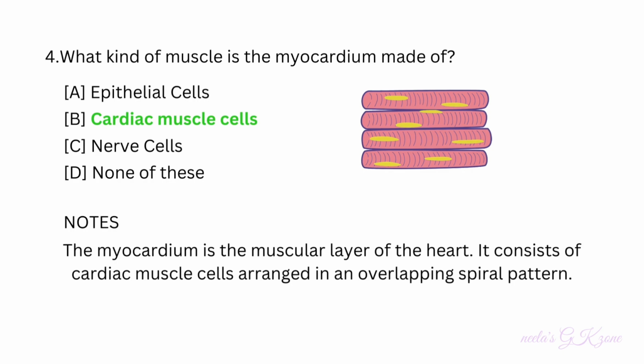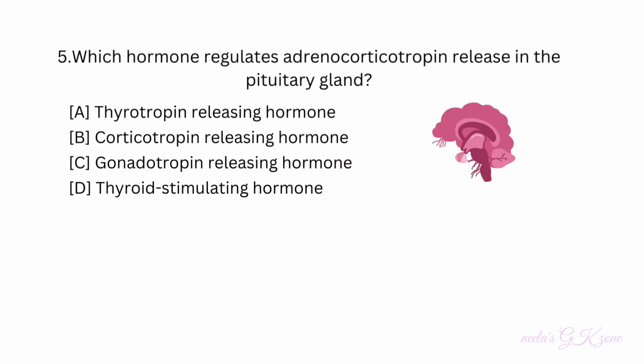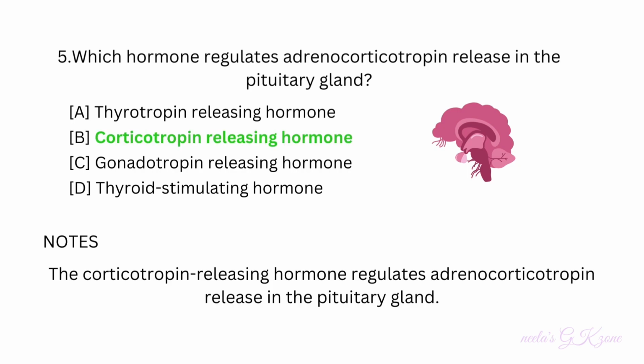And the next question is: which hormone regulates adrenocorticotropin release in the pituitary gland? Options are thyrotropin releasing hormone, corticotropin releasing hormone, gonadotropin releasing hormone, thyroid stimulating hormone. And the answer is corticotropin releasing hormone. And the note is the corticotropin releasing hormone regulates adrenocorticotropin release in the pituitary gland.